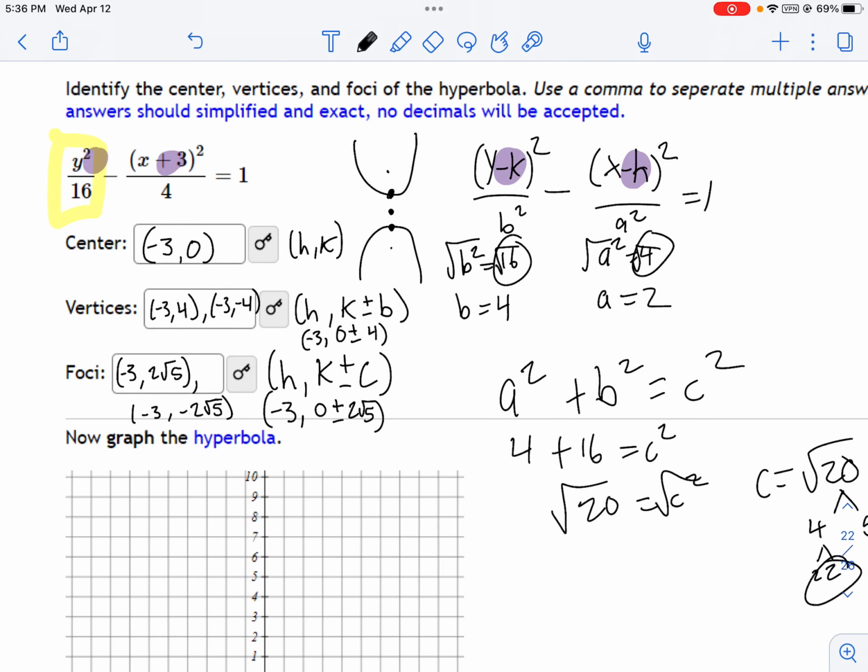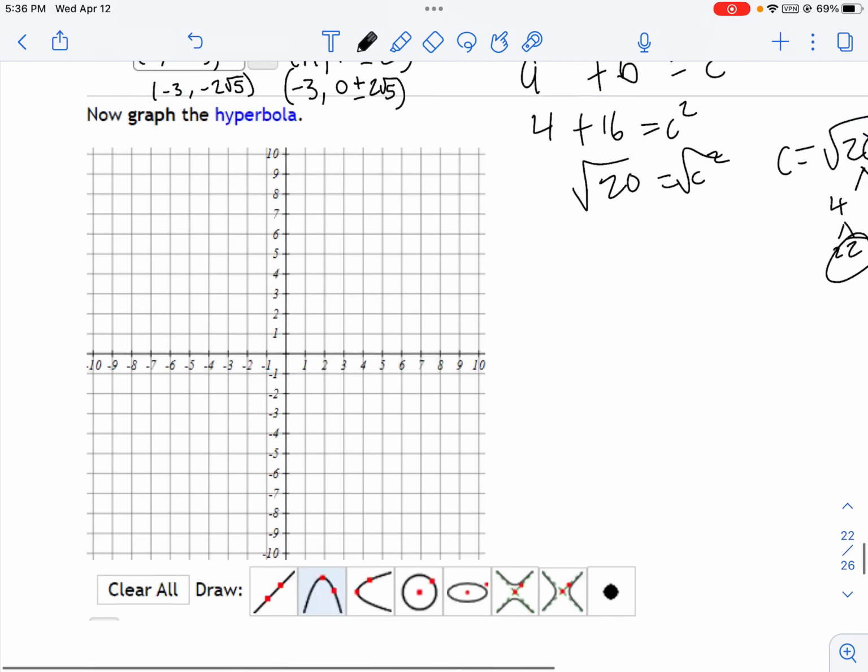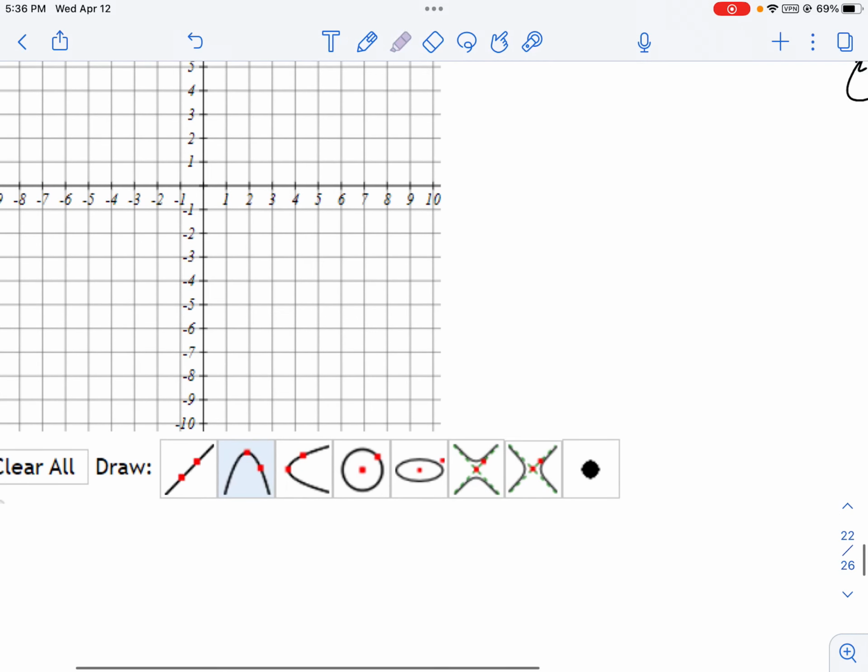Now all that's left is just graphing it. In order to graph, all you need is essentially your center, a, and b value. We just said that we had a vertical hyperbola, so on all of your graphing tools down below, make sure you're using the vertical hyperbola. You don't want to use the horizontal one. Okay, you're using the vertical tool.